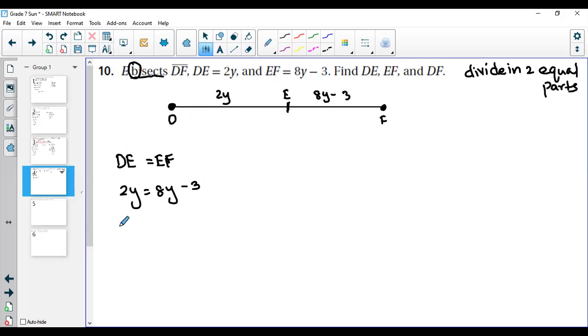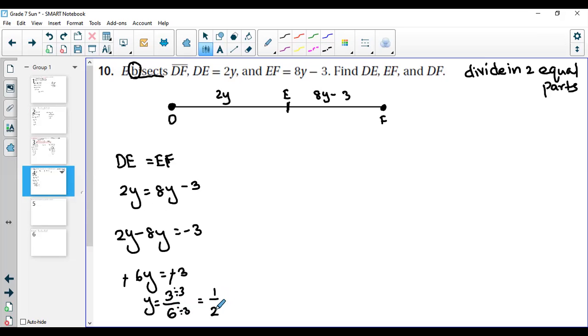All right. So DE is 2y and EF is 8y minus 3. So that's going to be 2y minus 8y equals negative 3, so negative 6y equals negative 3. Now both of them have negative, so we can cancel them off. Y is going to be 3 divided by 6. Now we need to simplify as we cannot divide 3 by 6. So that's going to give you y is equal to 1/2.